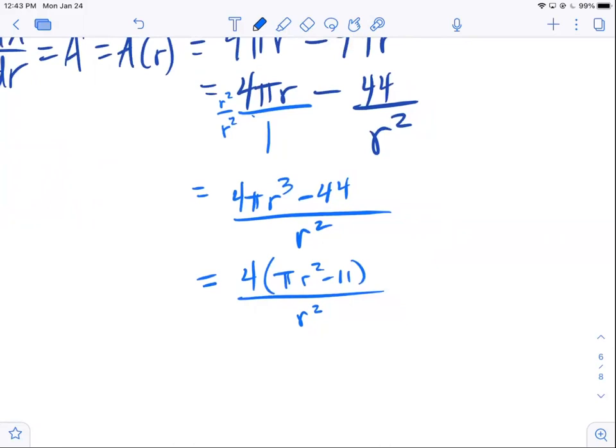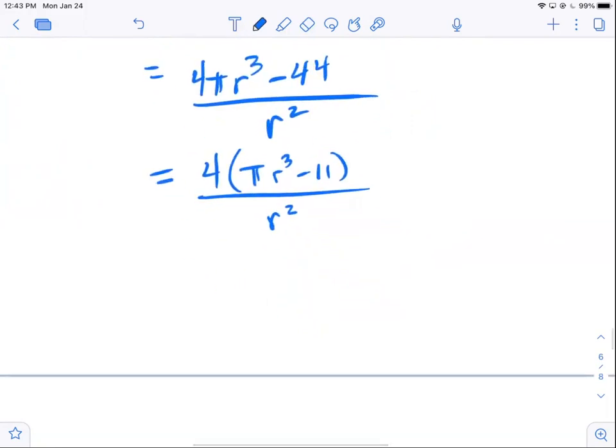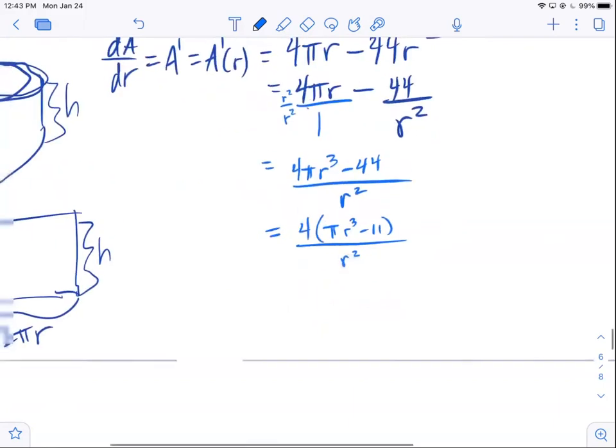In the top numerator, 4, in the bottom numerator. Wait. 4πr cubed minus 44. I factored out a 4πr cubed in the top numerator. Thank you. All right. So now we have a cleaned up version of the full-fledged factored version of the derivative.